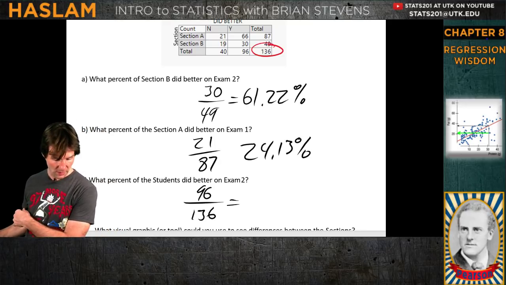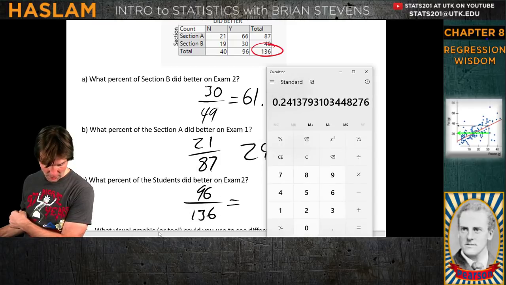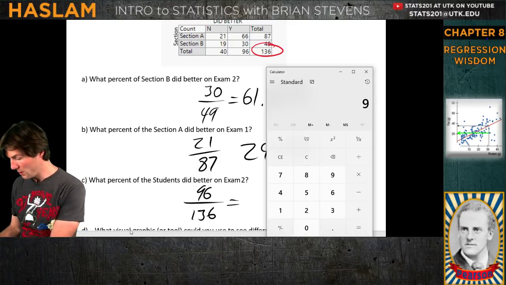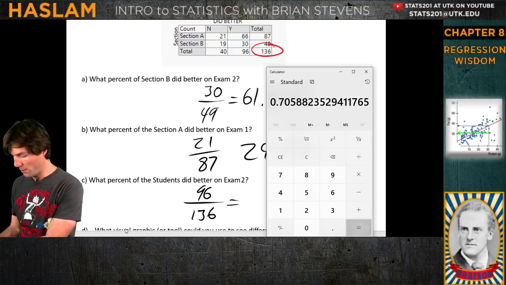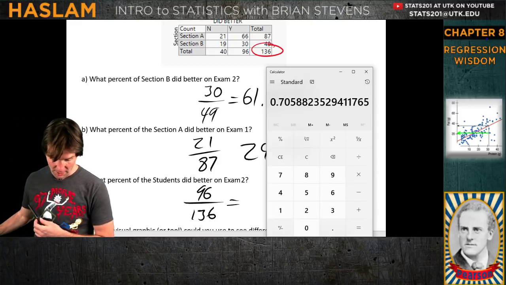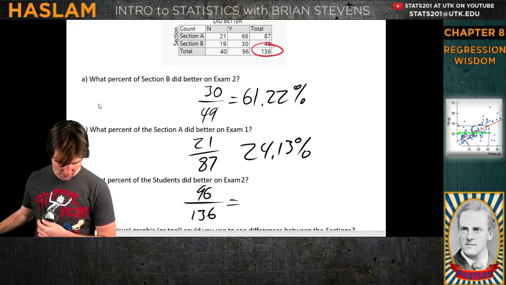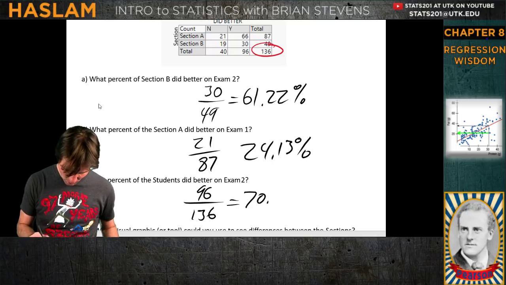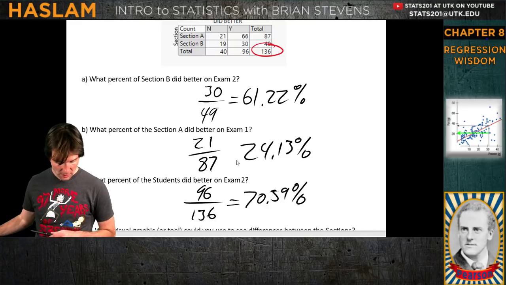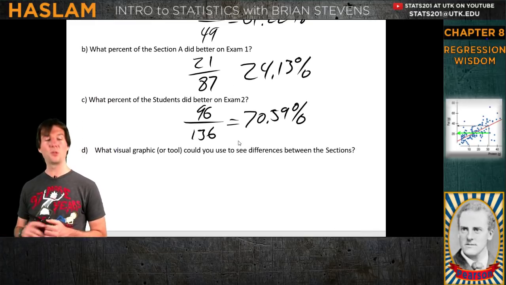That is, out of all students, I'm going to double check, but I think you're right. 96 divided by 136, 70.58. You are right, 70.59 when we round. So 70.59%. So what visual graphic or tool could you use?